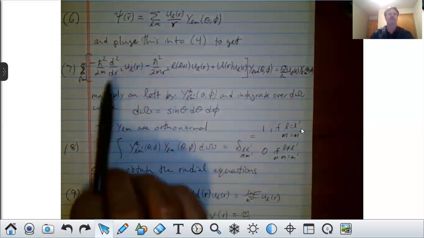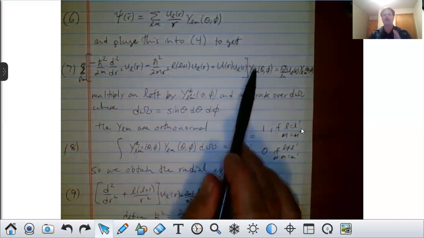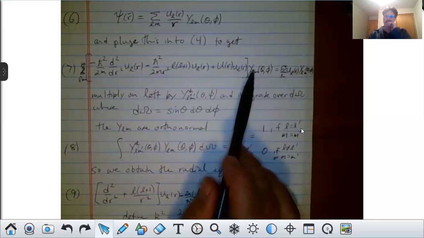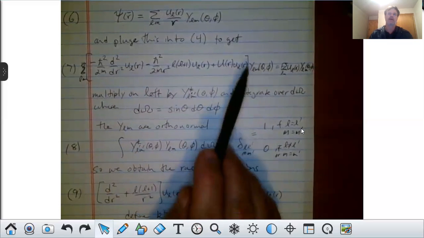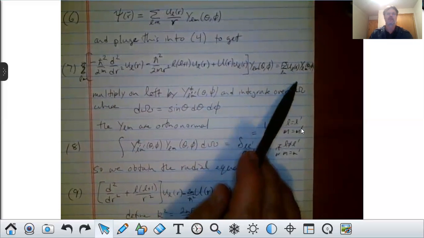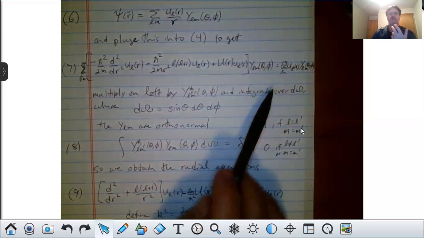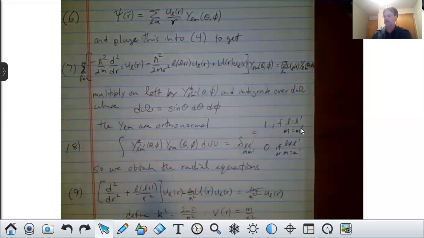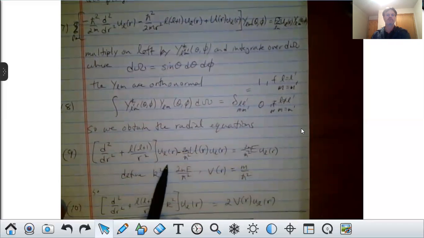So what you will see when you multiply and integrate is that it will pick out a particular value of L and M, depending on whatever value you actually multiply by. Now this is not a procedure that's often done. Usually you do separation of variables in this case, which ends up with the same results. You obtain these radial equations. I basically canceled out the Y_LM.